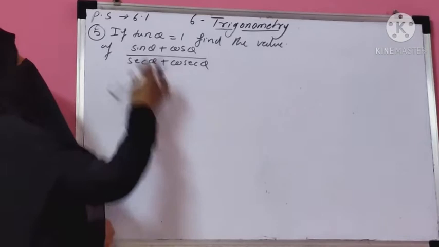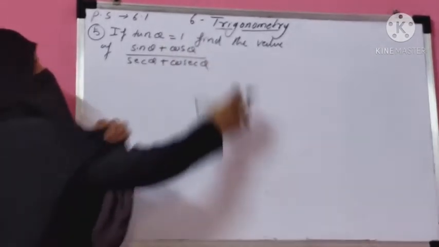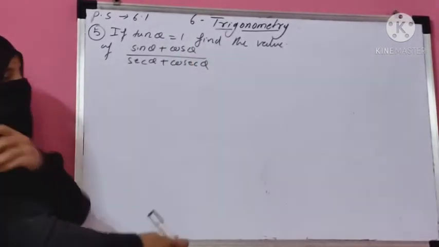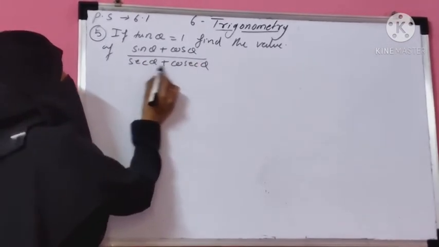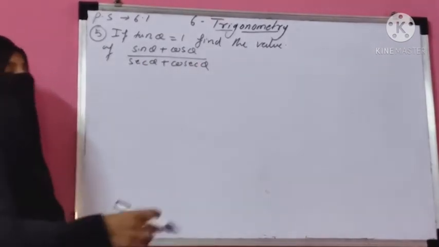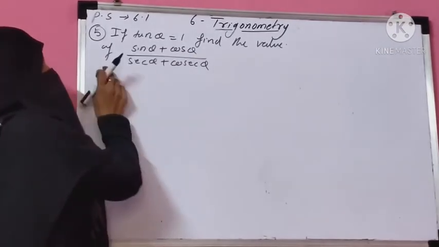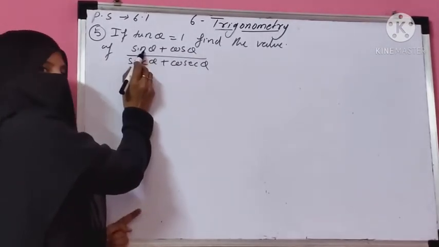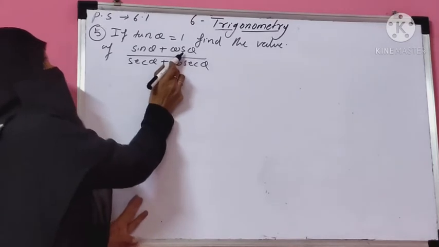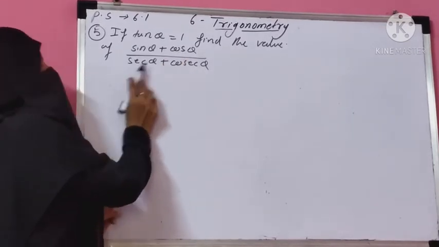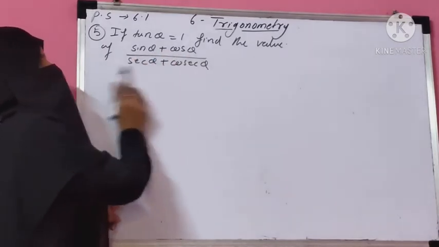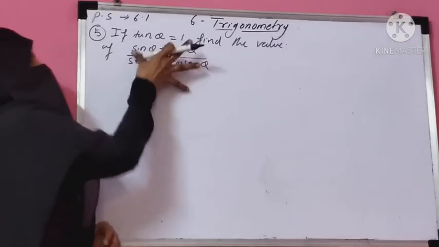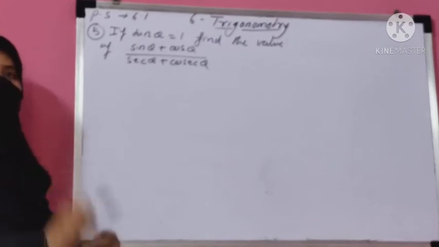Next is question number 5. Question number 5, tan theta value is 1. Then you have to find the value of this ratio. The ratio is sin theta plus cos theta divided by sec theta plus cosec theta. To find the value of this ratio, you need the value of sin theta, you need the value of cos theta, you need the value of sec theta, you need the value of cosec theta. That means you have to find the values of all these 4. Then by substituting these values, you can find the ratio.